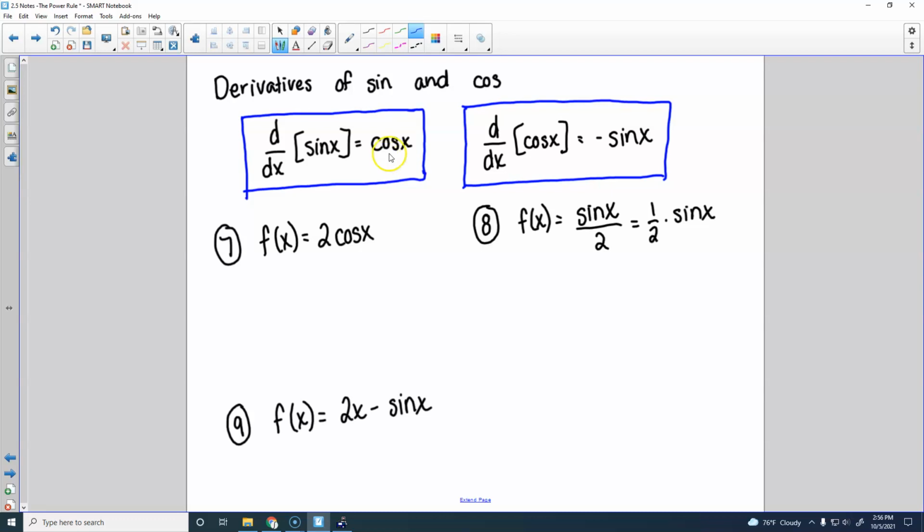Okay. All right. You have to have these two memorized. If you don't have these two memorized, you'll have trouble with trig. So the derivative of sine is cosine. The derivative of cosine is negative sine.